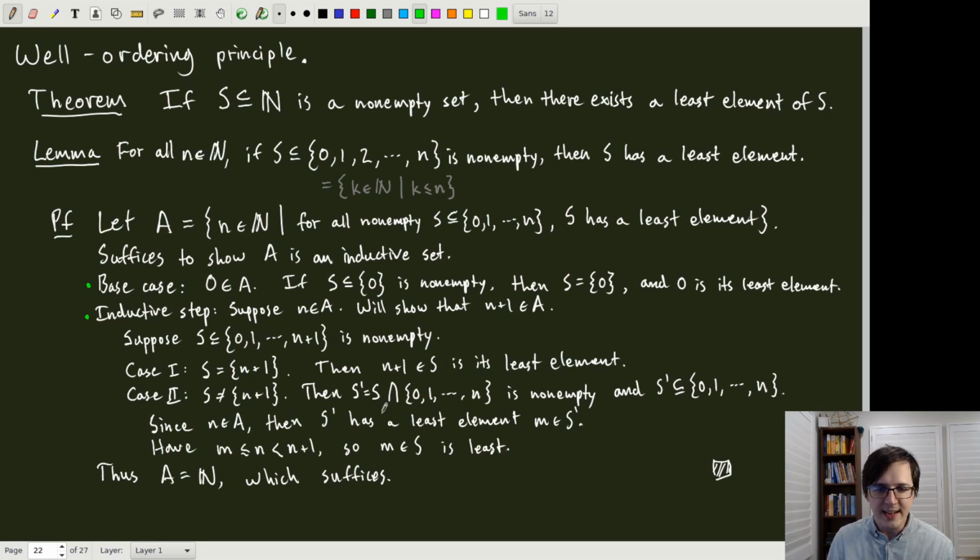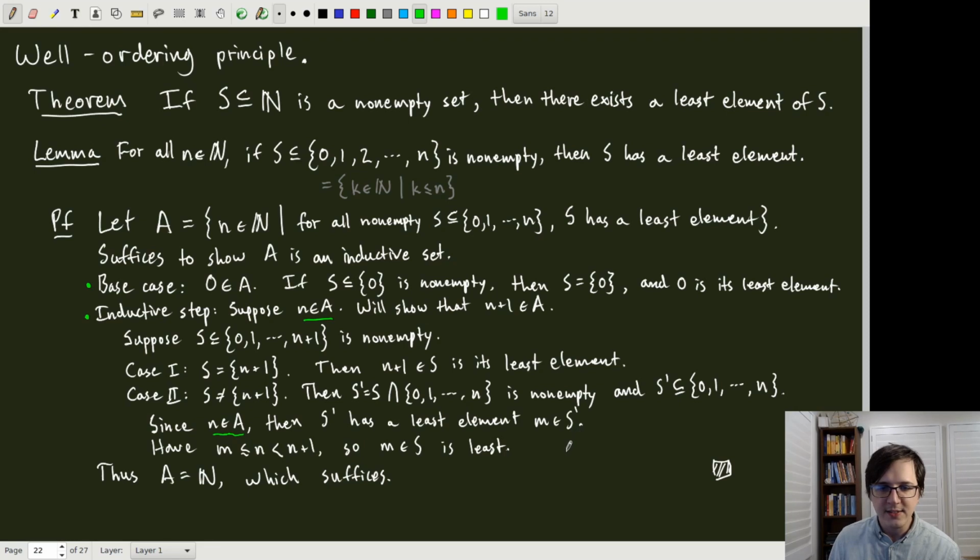So we can reason that if we intersect S with the elements 0 through n, then there is some other element in there, right? So that is a non-empty set, this S prime that I've defined as this intersection. And also because it's an intersection, we know that S prime is a subset of both of the things being intersected, and in particular the second one, the set of 0 through n. So, since we assumed that n is an element of A by this induction hypothesis, then S prime has a least element. Let's call that M.